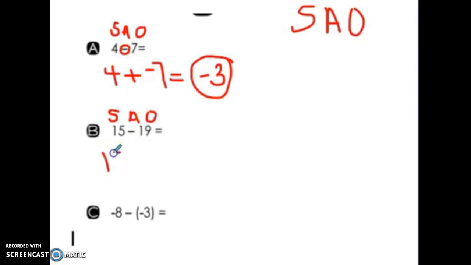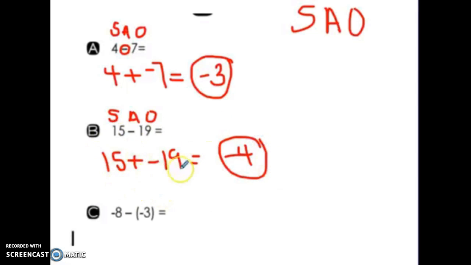15 minus 19. We can predict that this will be a negative number too. I can't take 19 away from 15. I change my problem to 15 plus a negative 19, and I get a difference of 4. Those two numbers have a difference of 4, and my sign is going to be negative.